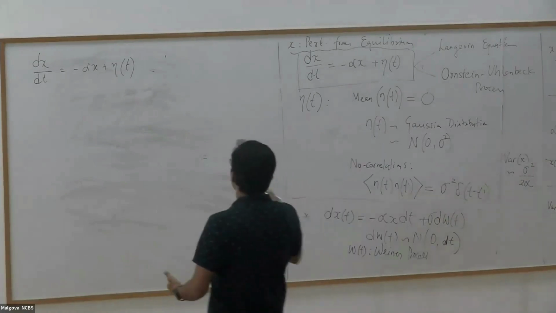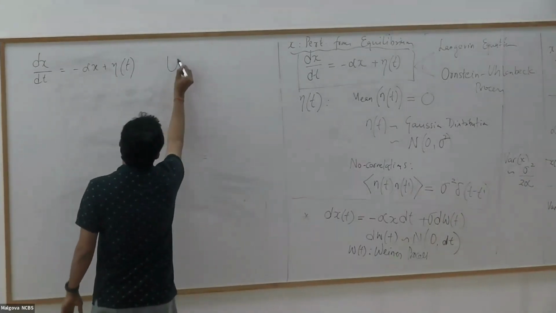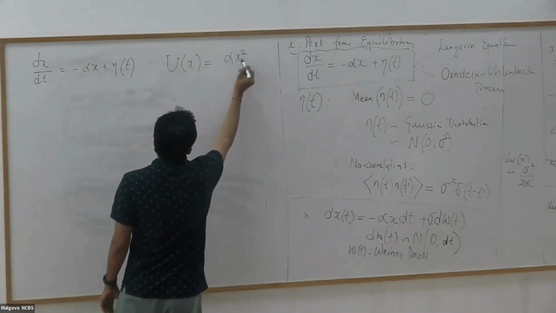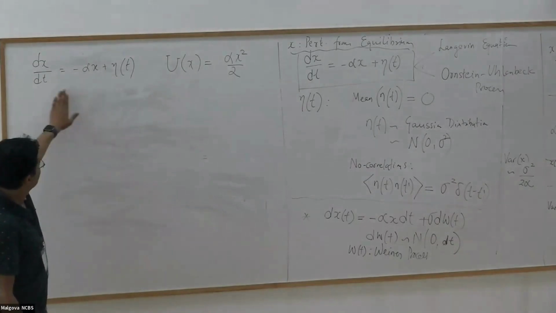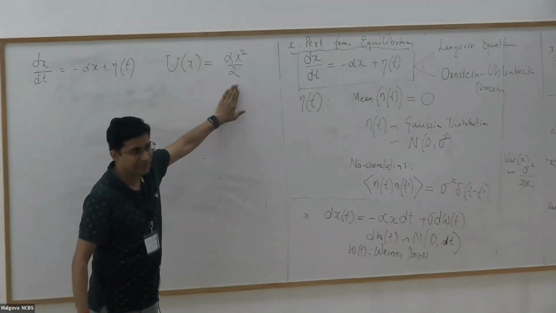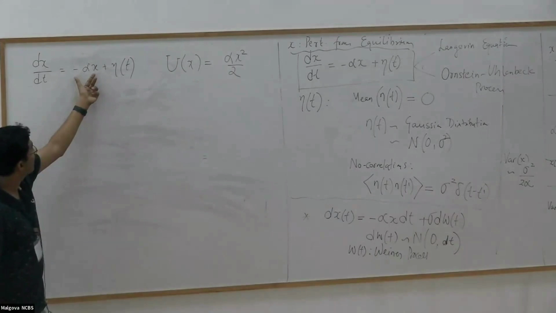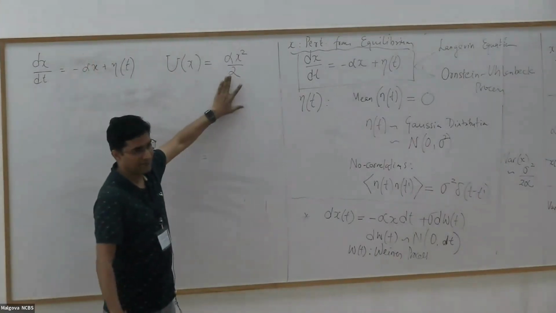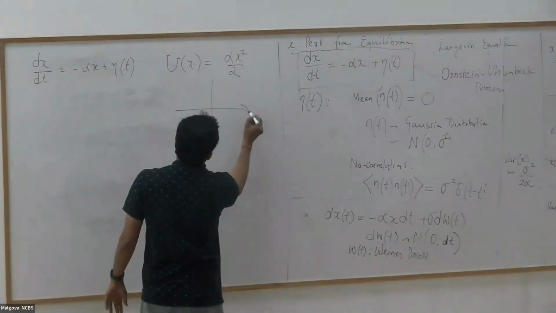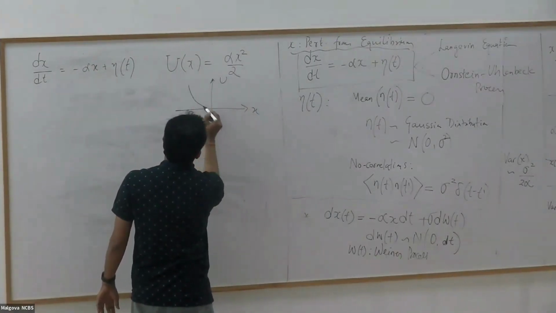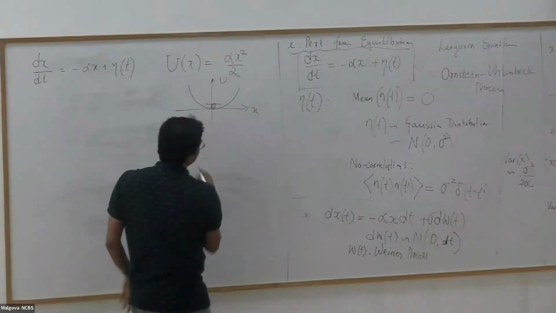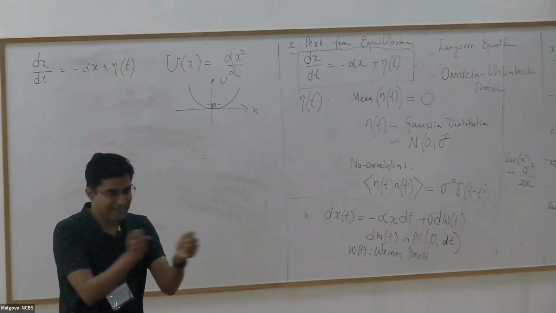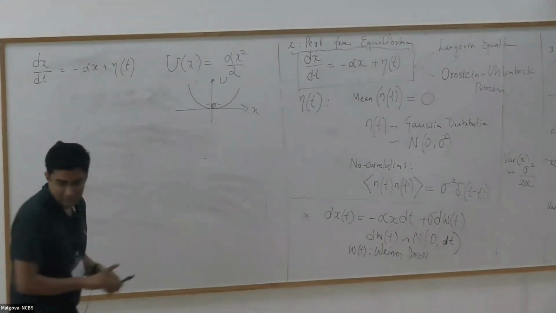One simple way to think about this is that if you find a potential function for this, and I will leave it as an exercise to you, it would be alpha x squared by 2. How did I obtain this? You take the deterministic part, multiply by minus sign, and then do the integration. So you get alpha x squared by 2. It's the same as saying there is a ball here which is kicked around. It's trying to come back to equilibrium, which is the minimum, but it's constantly getting kicked around.